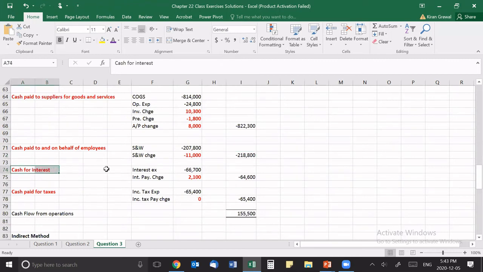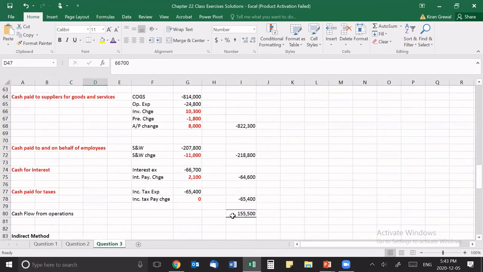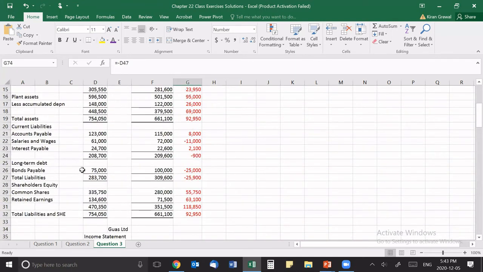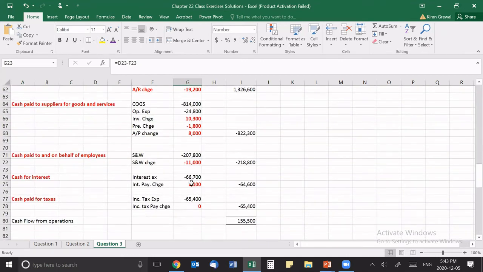Cash paid for interest. We're going to look at, so depreciation, we don't have to include because it's a non-cash item. Cash paid for interest, 66,700. It is an expense, so it's a negative number. And then we go to our interest payable. This went up by 2,100. If it went up, that means we did not pay cash. So therefore we would add that amount, 2,100. Okay. Add those, subtotal those, and we get 64,600.